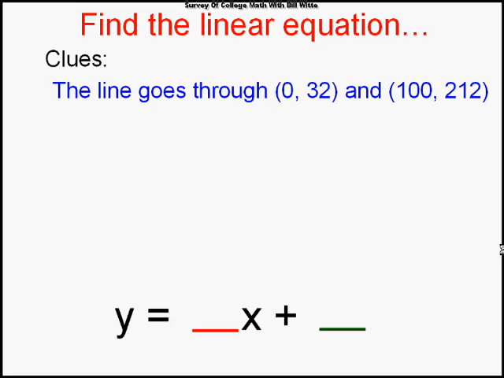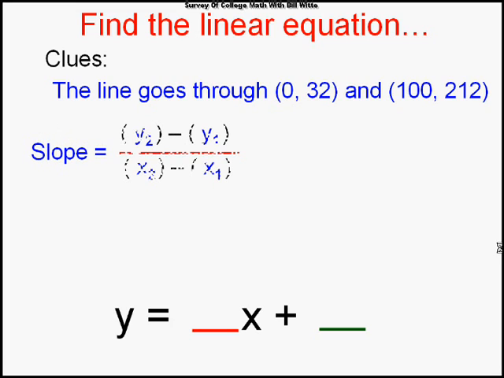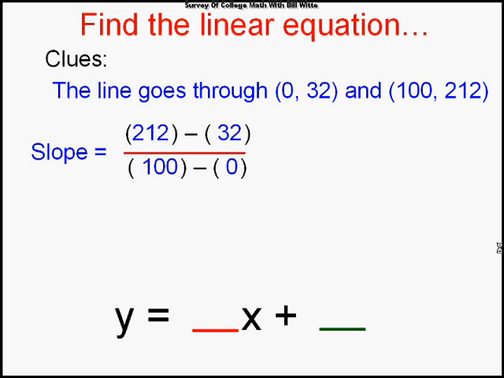This is going to be useful, at least in science it is. I'm going to find a function that allows me to predict the Fahrenheit temperature based on the centigrade, or vice versa. Let's see if we can do it. Well, I have the 2 points. Let's use our slope formula, y2 minus y1 over x2 minus x1.